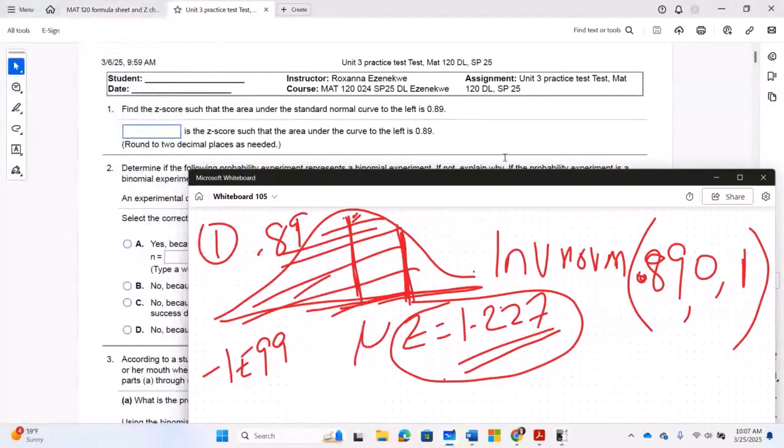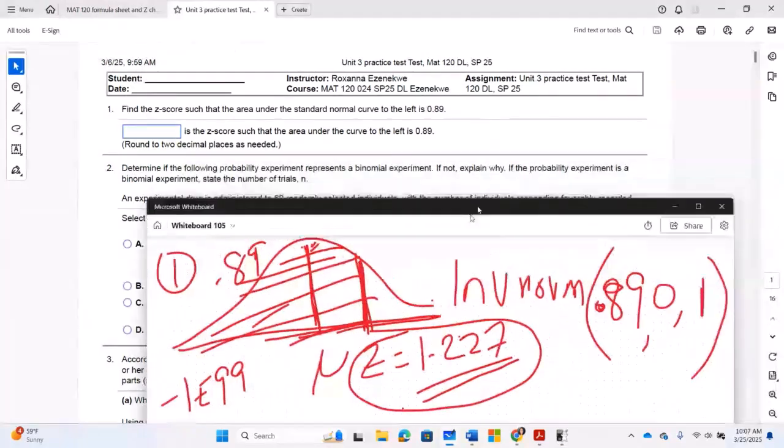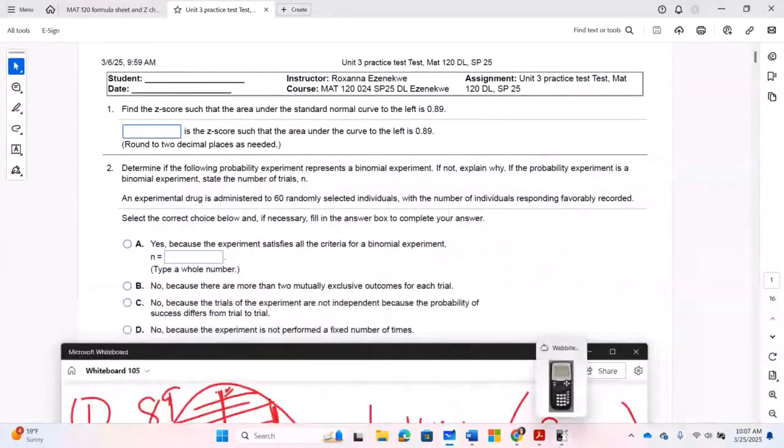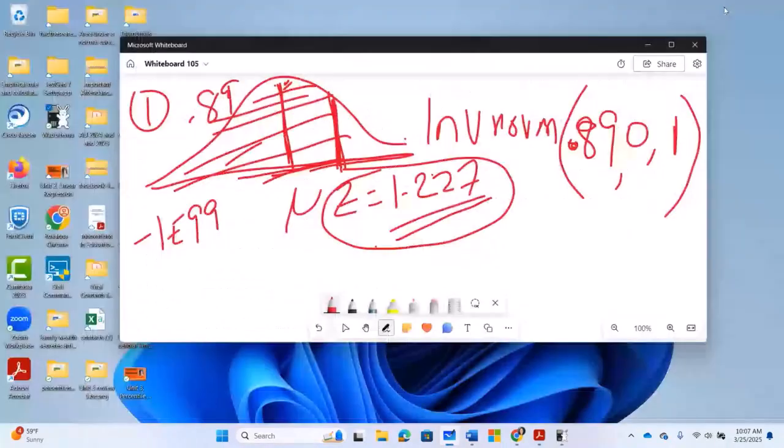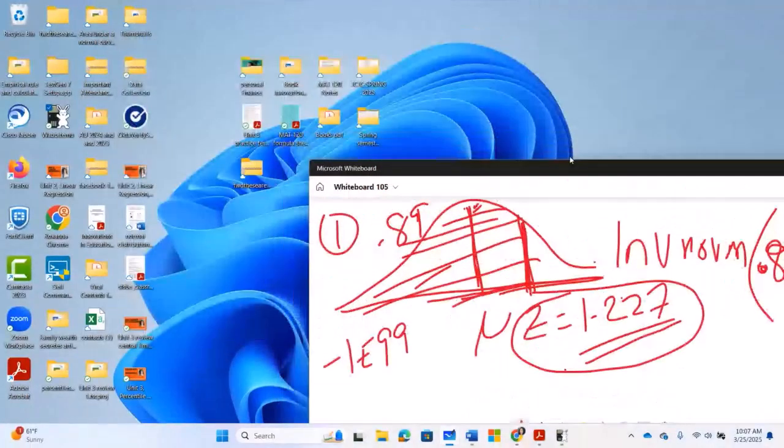So remember, you will have this kind of question in your test in 2 days. You will be given the area inside the normal curve and you are told to find the percentile. By the way, what if you want to use your chart to find this? Let me pull the chart. So there are two ways you can answer this question. You can use your chart or calculator.